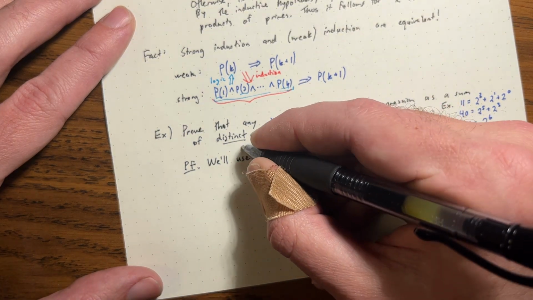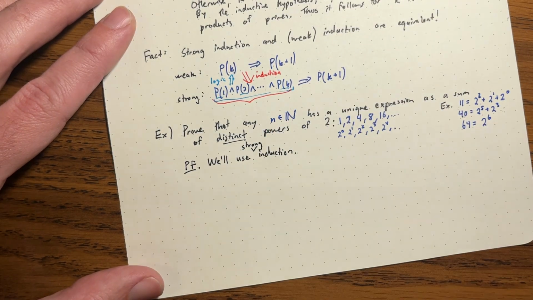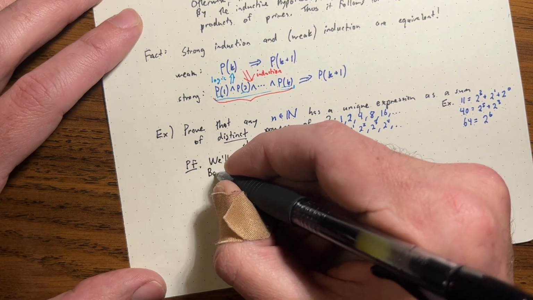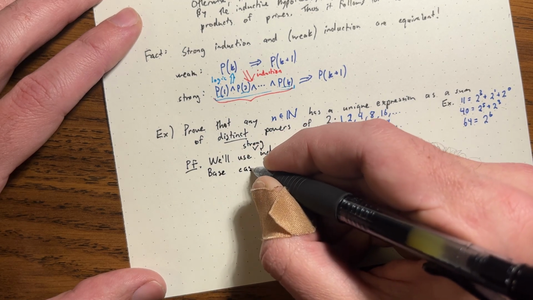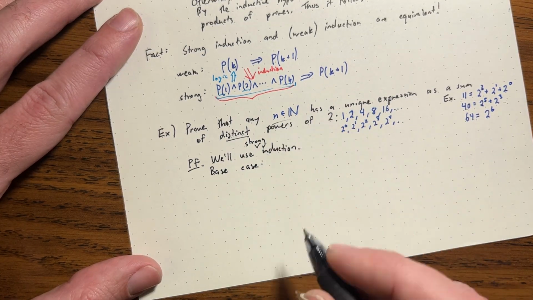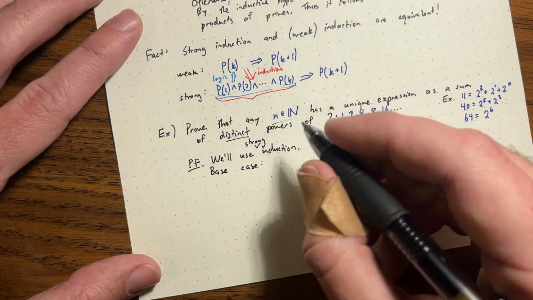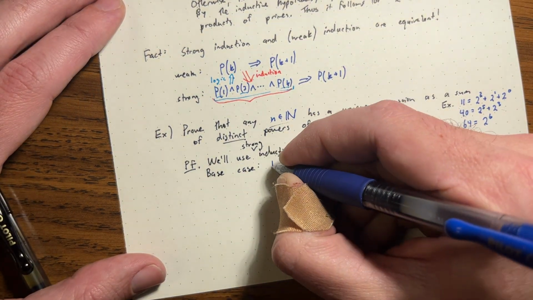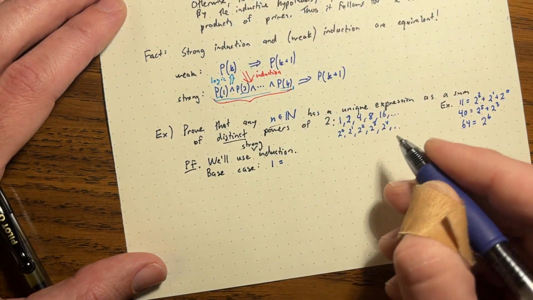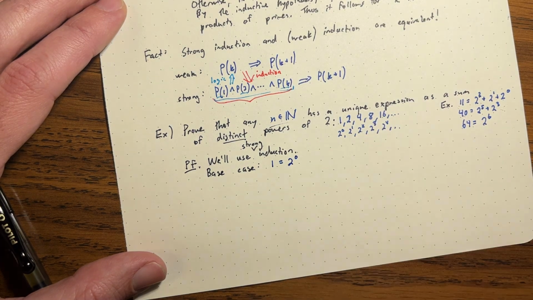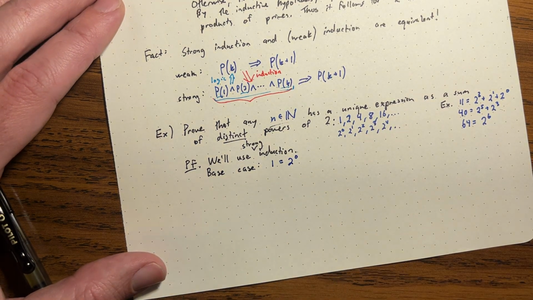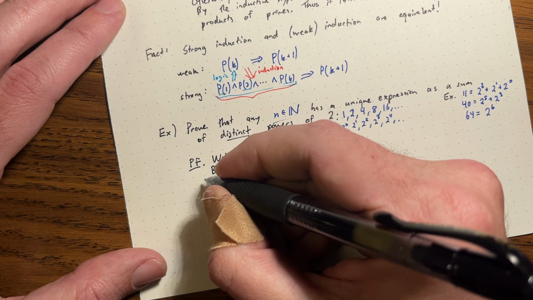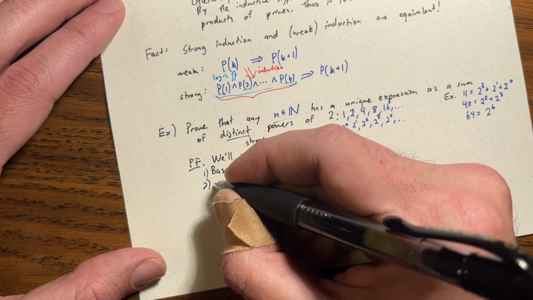So yeah, let's say strong induction. And our base case is always the same. We want to prove it for any n, so we should start our base case at 1. So does 1 have a unique expression in terms of distinct powers of 2? Yeah, I mean, I don't have much to work with, right? It's that. And then the inductive step.